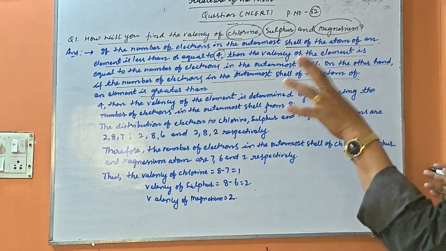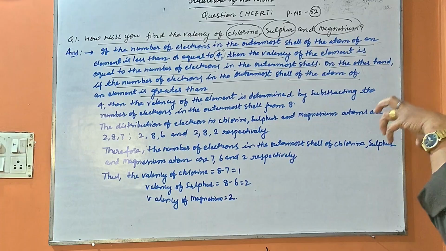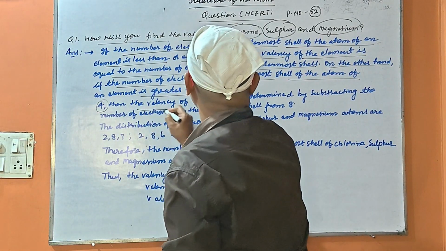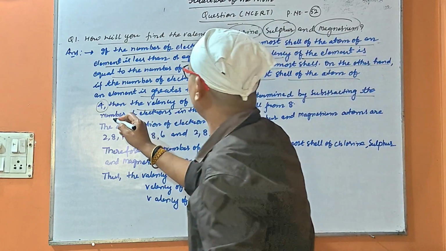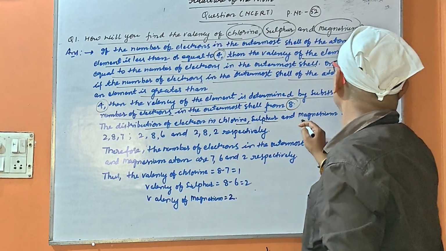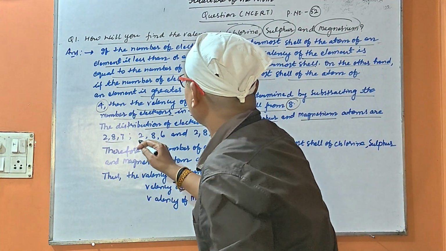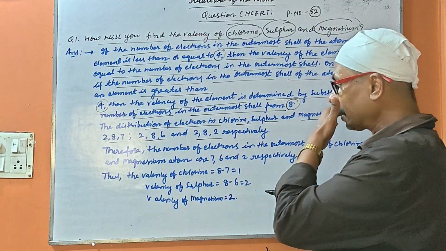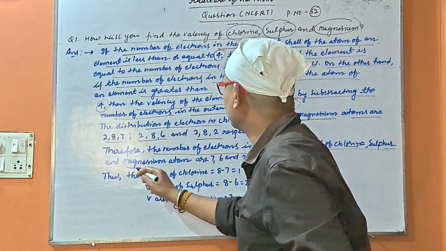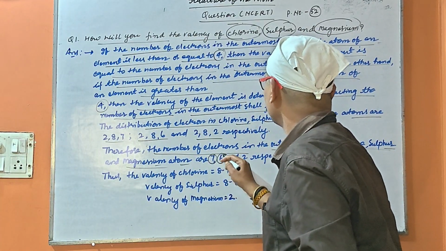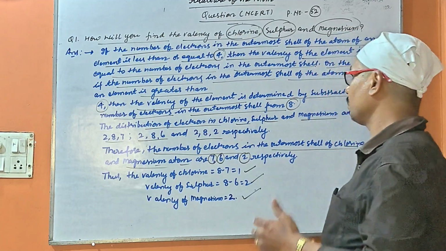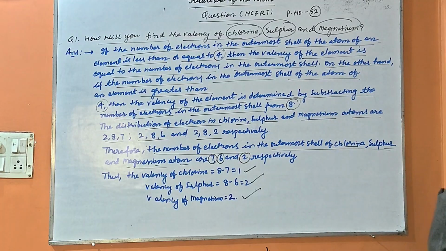On the other hand, if the number of electrons in the outermost shell of the atom of an element is greater than 4, then the valency of the element is determined by subtracting the number of electrons in the outermost shell from 8. The distribution of electrons in chlorine, sulfur and magnesium atoms are 2, 8, 7, 2, 8, 6 and 2, 8, 2 respectively. Therefore, the number of electrons in the outermost shell are 7, 6 and 2. So the valency of chlorine is 1, valency of sulfur is 2 and valency of magnesium is 2. So this is the answer of this question.